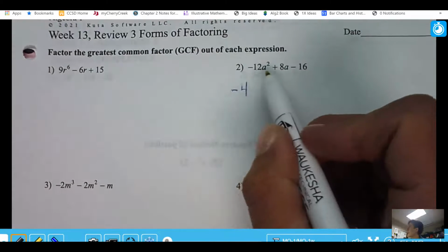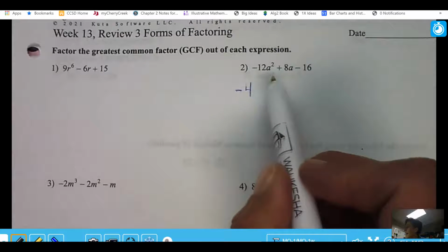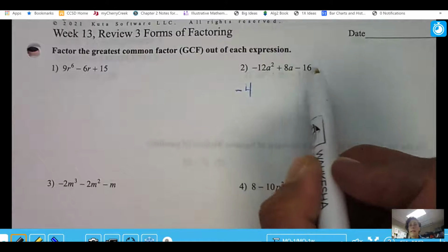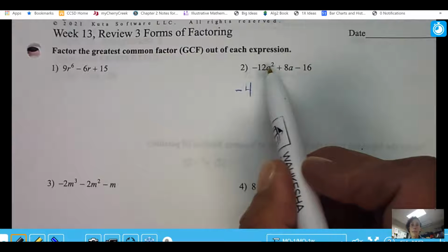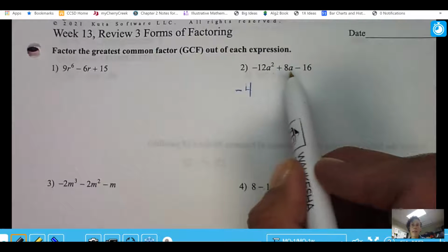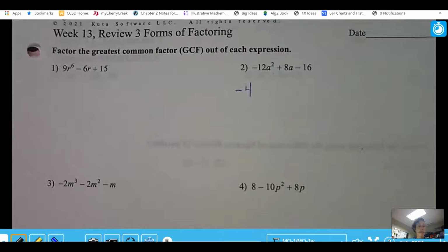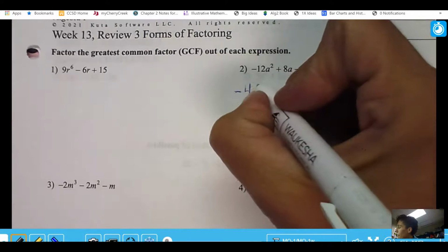The next thing I'm going to do is look at how many A's there are in each term. So there's 2 A's here, 1 A here, and none here. And so what we need to do is see if we can take an A or A's out of each term. And since this term doesn't have any A's in it, we won't be able to do that. Okay, so in this problem, I'll just be factoring out a negative 4.